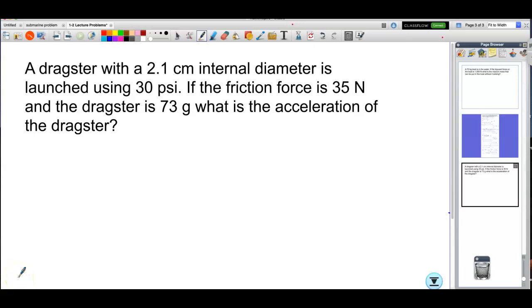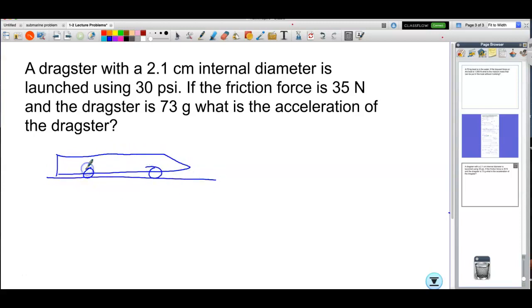Okay, let's look at a little more complex problem from number 2. Now we're going to have the same problem as that second one we just did, but our dragster now has friction on it. So we still have the same 30 psi. We have the same diameter, 2.1 centimeters, and it's still 73 grams, but now we have a friction force that is 35 newtons, and we want to know the acceleration.